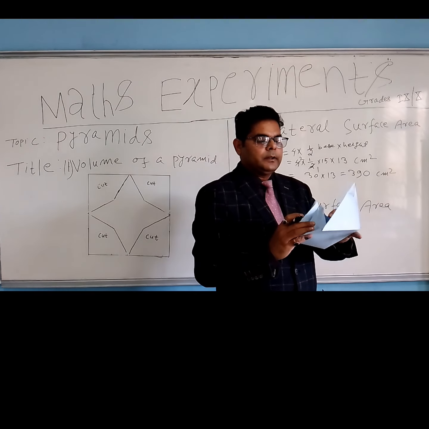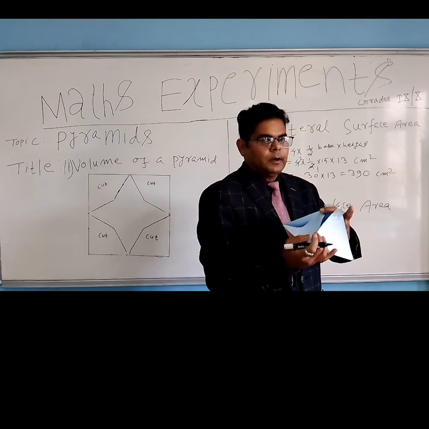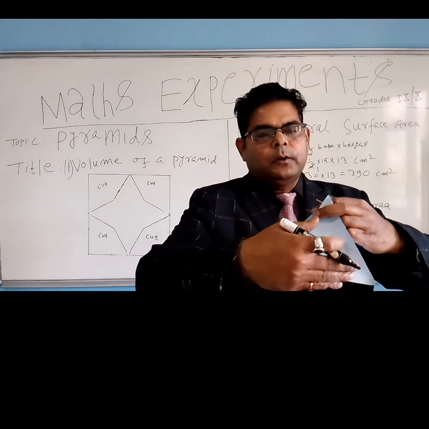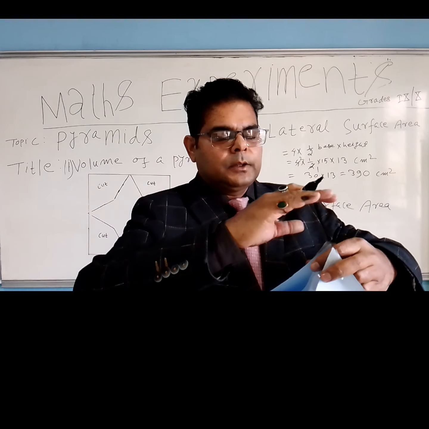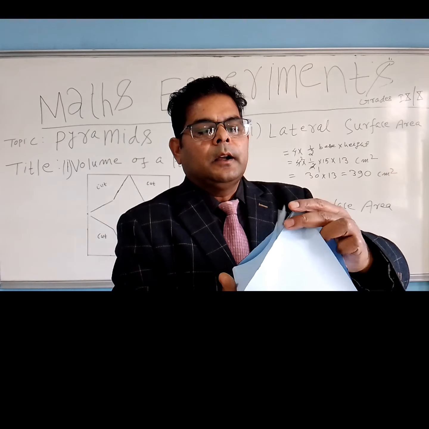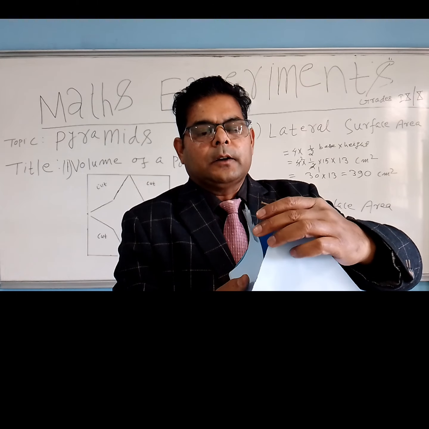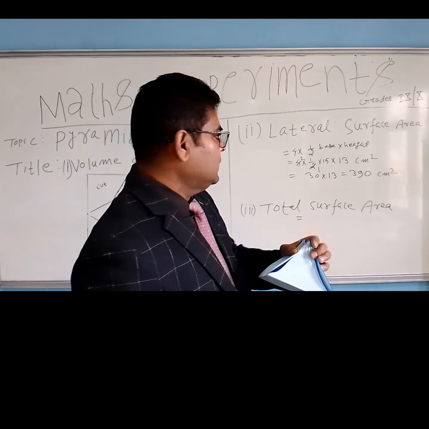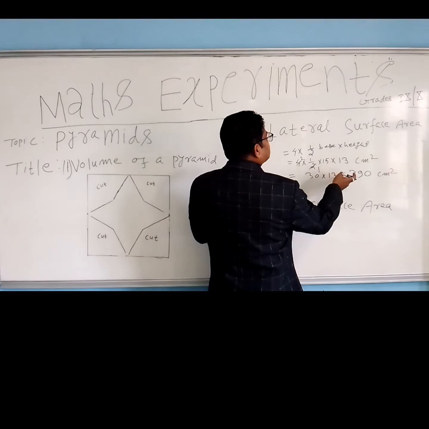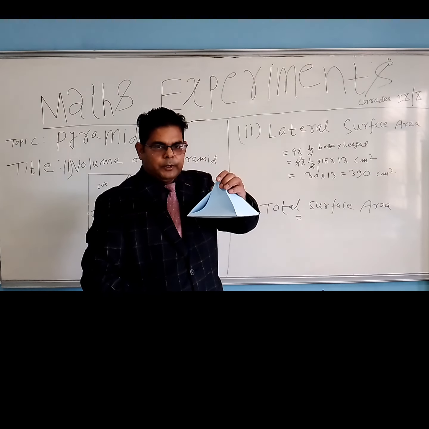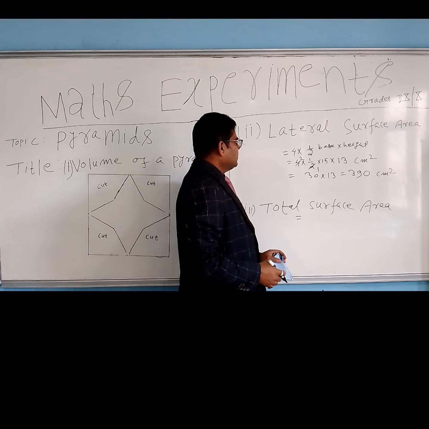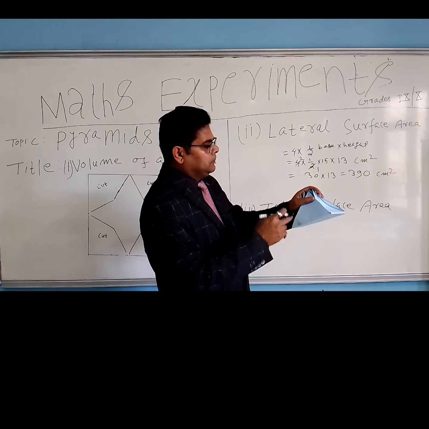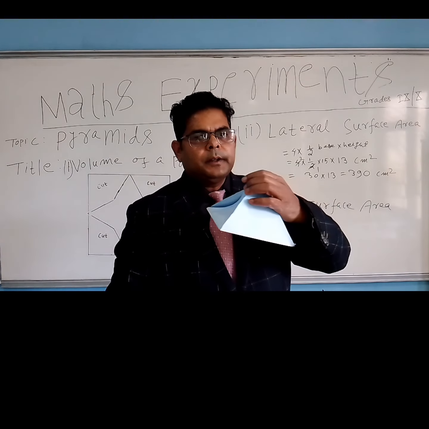That means what we have taken actually, we have not taken the area of the base at this time. So I have taken only the area of the triangles which are making the lateral part of this figure. So calculating the area of all triangles gives you the lateral surface area for this pyramid.